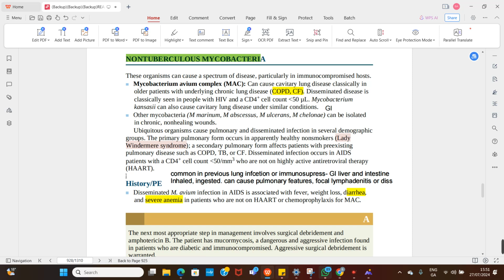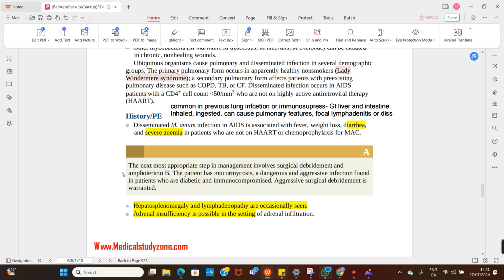Yeah, so the secondary form is for those that are immunocompromised, right? So HIV and COPD. Yeah, if the secondary form can encompass the two, you are correct. But what you use to differentiate them is that if there's HIV, it's going to be disseminated. But if it's only COPD or cystic fibrosis, you're going to be confined to the pulmonary area only. Do you understand? Okay.